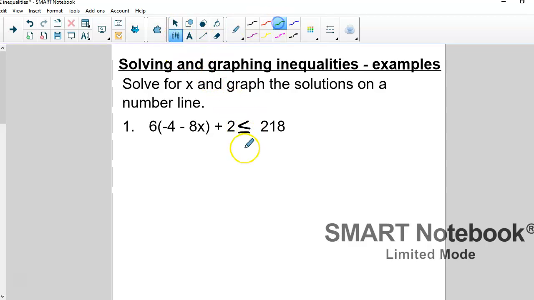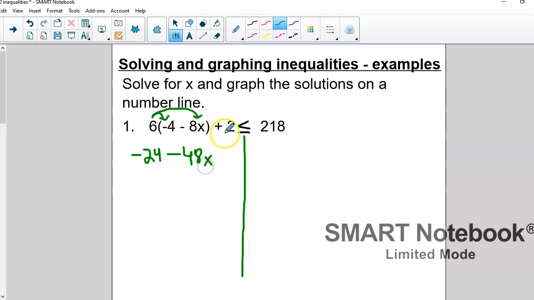So just like when I solve an equation though, I'm going to draw a line at that inequality symbol, and I see parentheses here, so I'm going to do the distributive property. Another way to do it would be to subtract 2 from both sides and then divide by 6, but I just really feel comfortable with the distributive property, so I'm going to go ahead and do that. When I do 6 times negative 4, I end up with negative 24, and 6 times negative 8x is negative 48x.